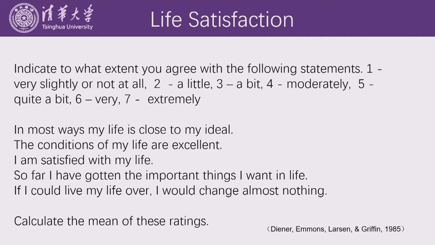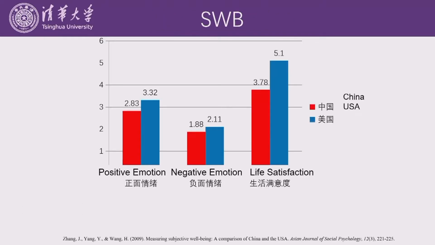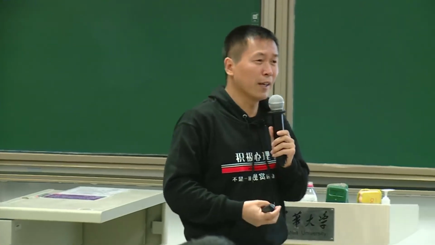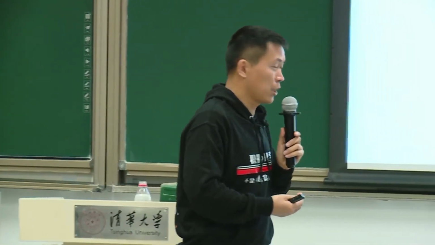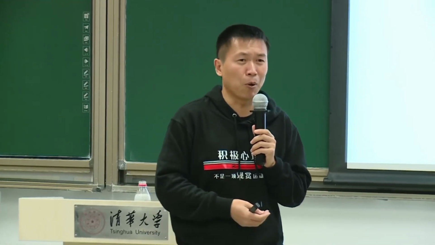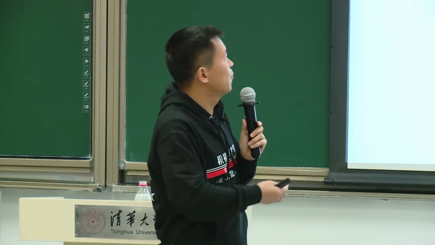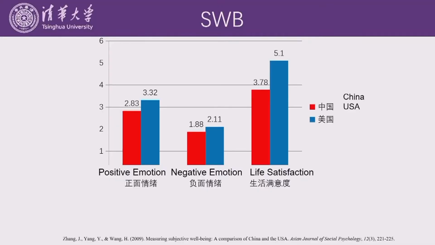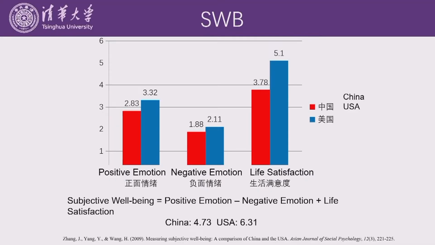Okay, you're done? I can see most of the students are done. So now let's see the answers to this riddle. Here is a research done by scholars from Tsinghua University, our university, and also Peking University, the next door, and also Cornell University. It's a research conducted on both Chinese and American samples. So here are the results. The red is the Chinese sample, and blue is the American sample's results.